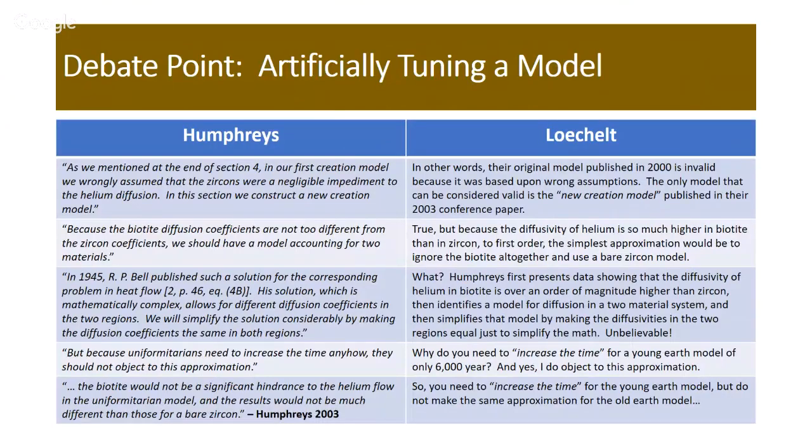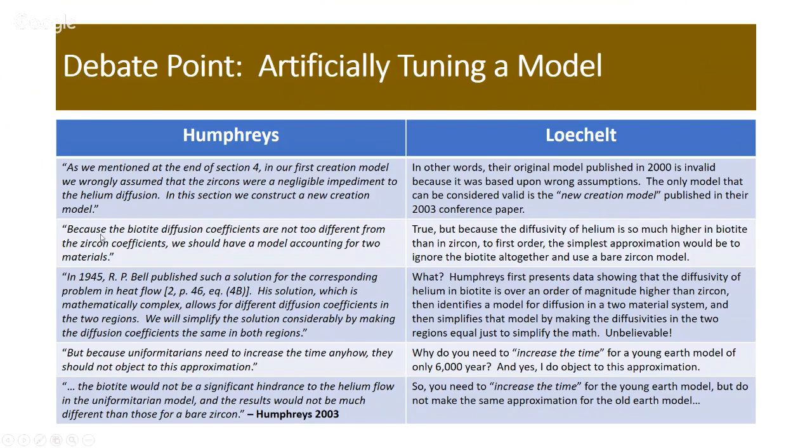So I'm going to go through some of the things. How does he justify this model? Okay. So as we mentioned, I'm reading here, as we mentioned at the end of section 4 in our first creation model, we wrongly assumed that the zircons were a negligible impediment to the helium diffusion. In this section, we construct a new model. So basically, he's acknowledging his first model was wrong. So anything he claims about his 2000 model is wrong, because it's based upon a wrong assumption.